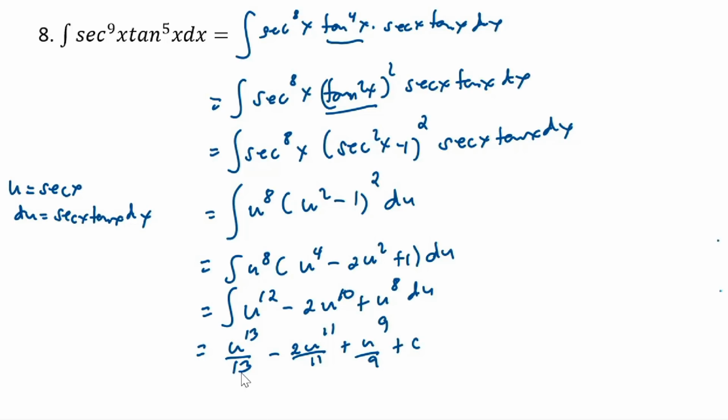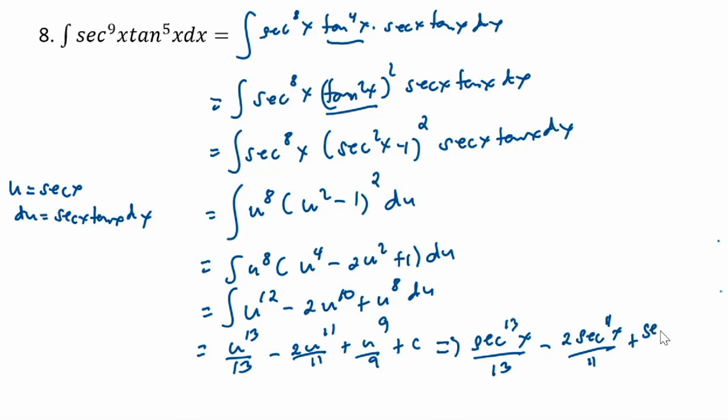Rewriting now the meaning of u, this is now equal to secant to the power of 13 of x over 13 minus 2 secant to the power of 11 of x over 11 plus secant to the power of 9 of x over 9 plus a constant.